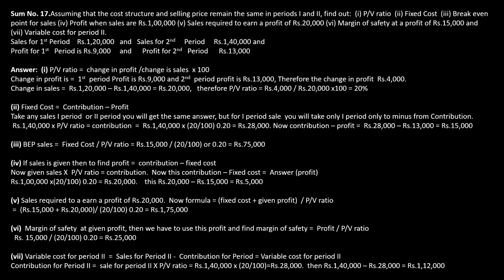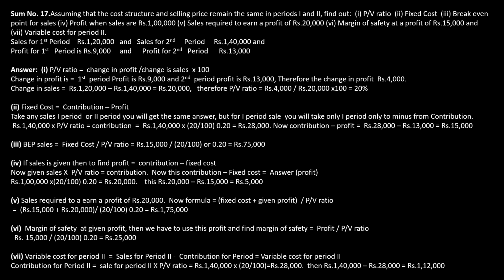By this time, you should remember that the formula will be fixed cost plus the given profit divided by PV ratio. Here the fixed cost is always 15,000, which we found in the second step. Then the given profit for this subdivision 5 is 20,000. So 15,000 add 20,000 divided by PV ratio will give me the required sales for the profit of 20,000, that is 1,75,000.